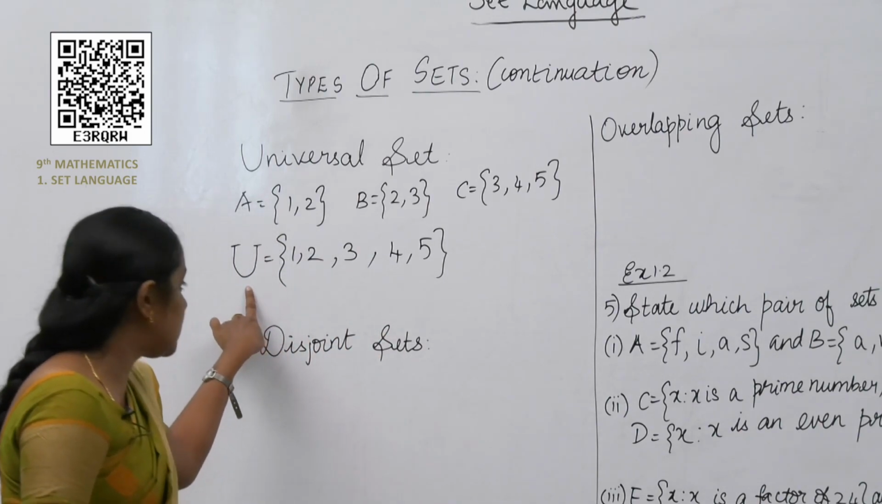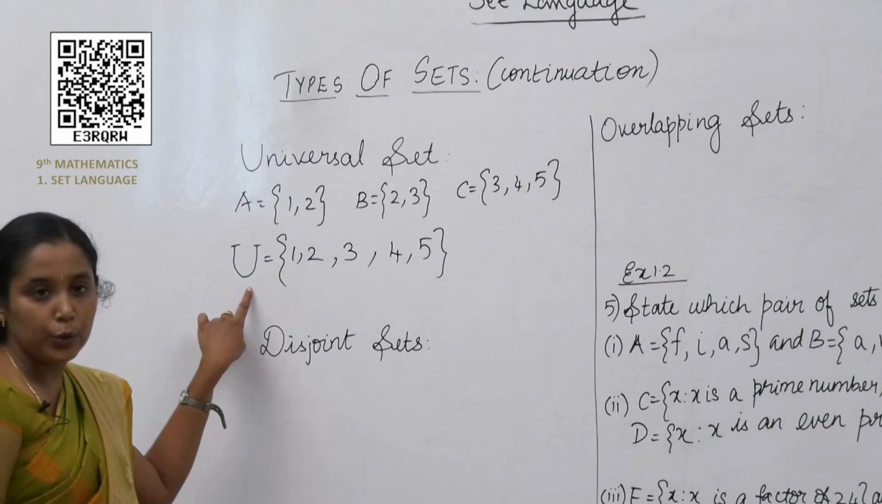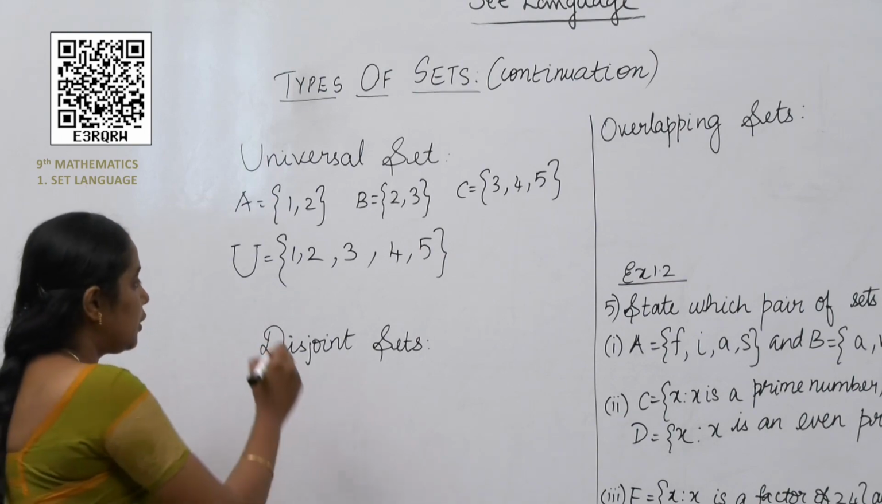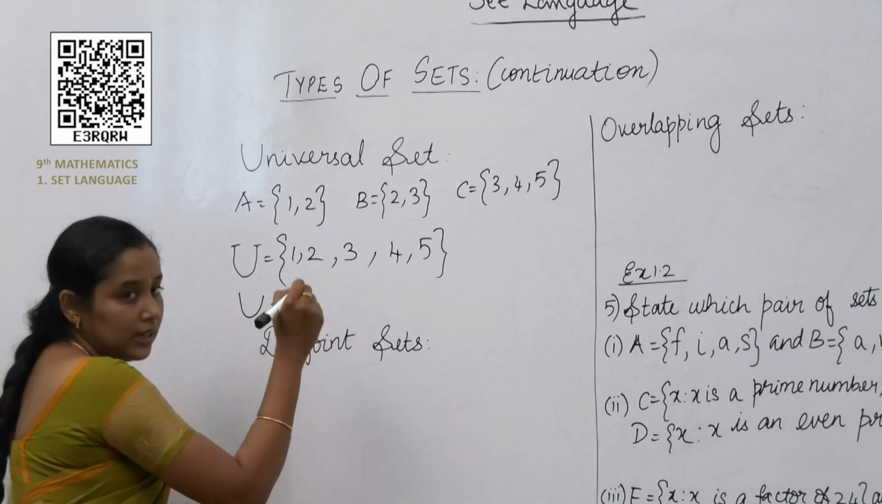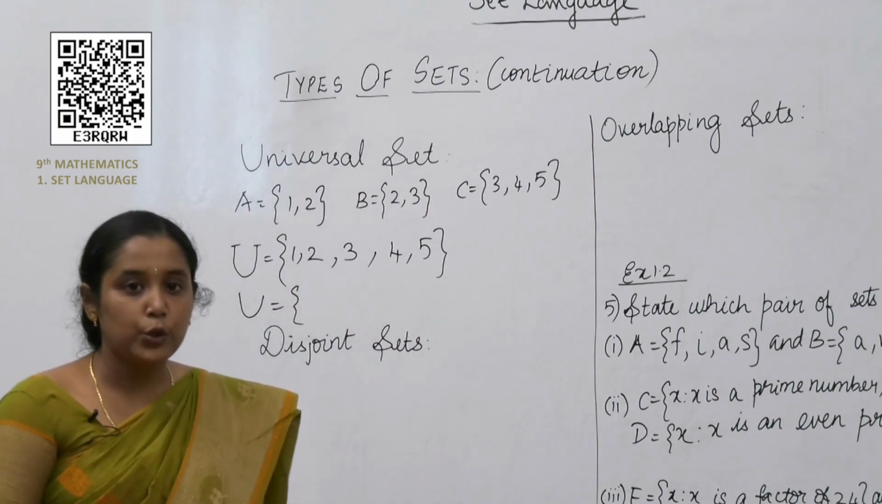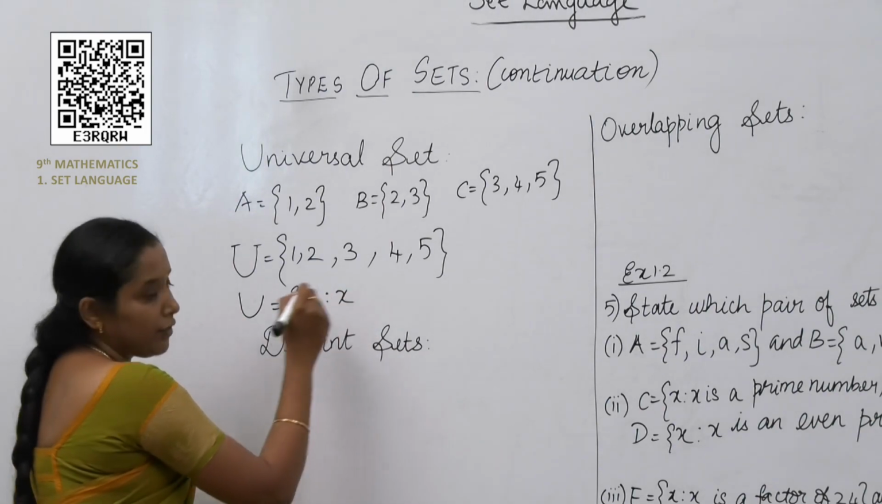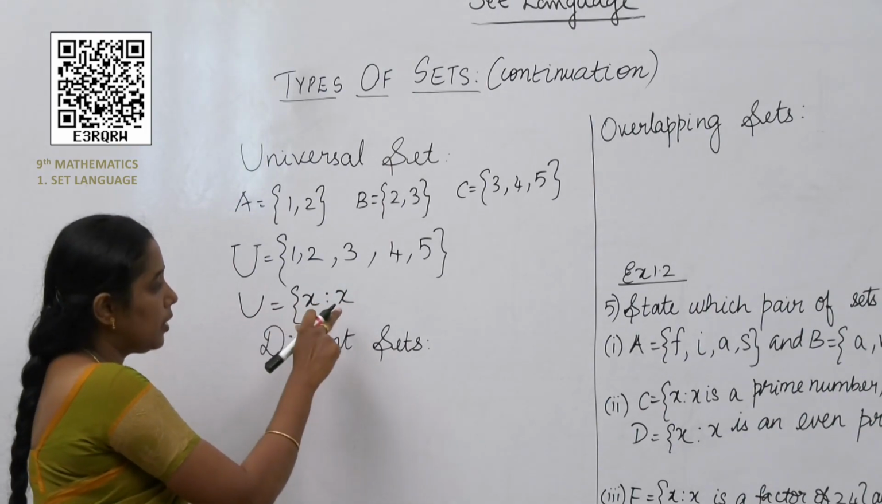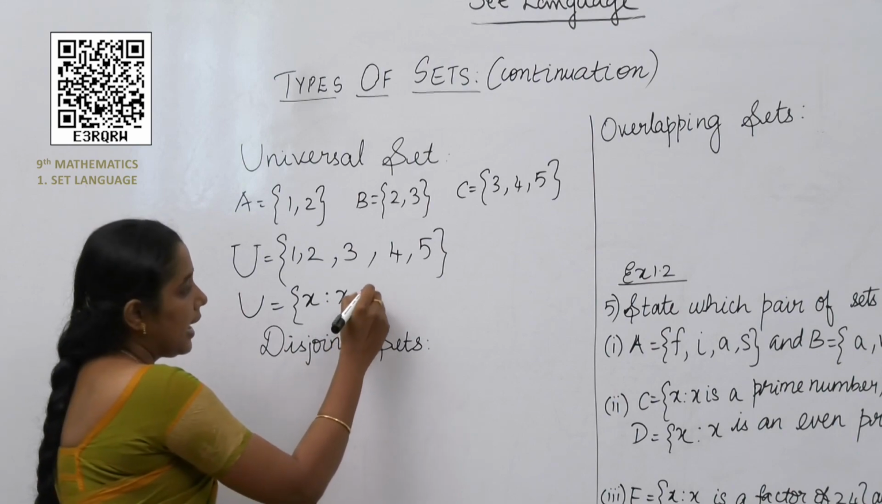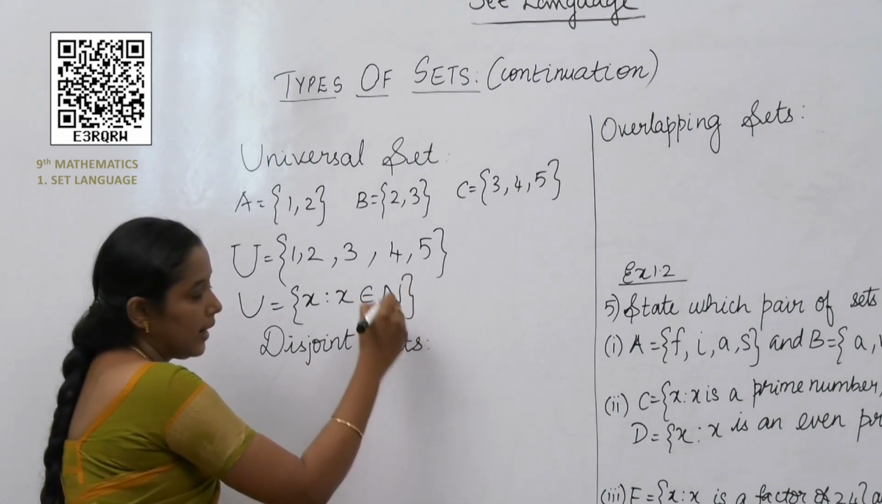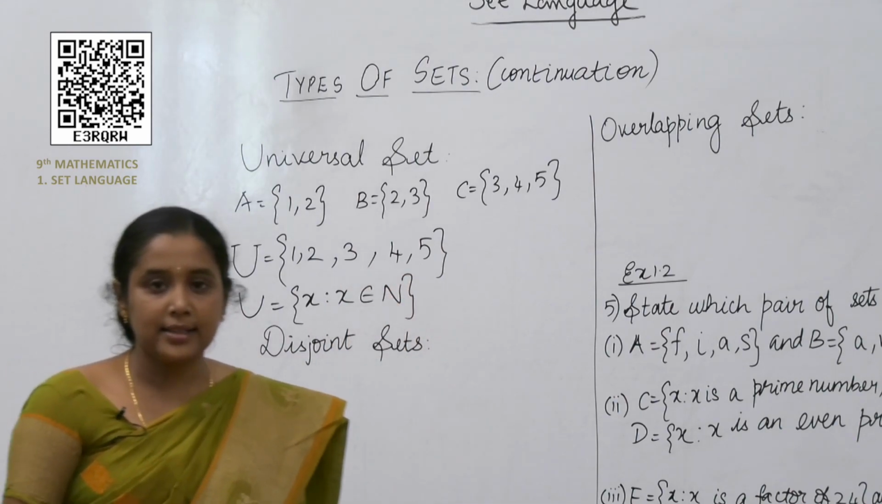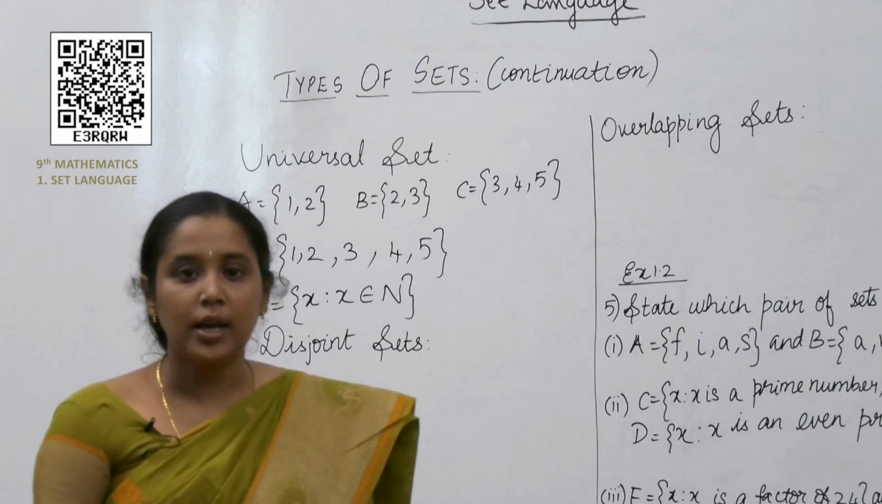So the universal set is denoted by letter U. Suppose we have discussed the natural numbers. Then you will write U is equal to x such that x belongs to N.